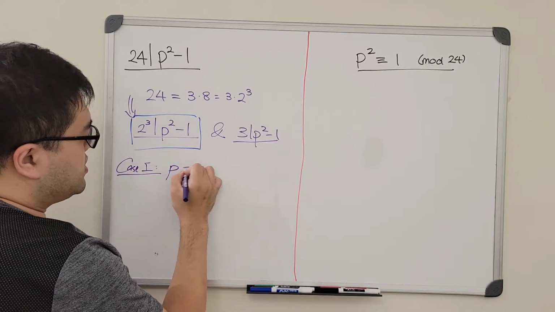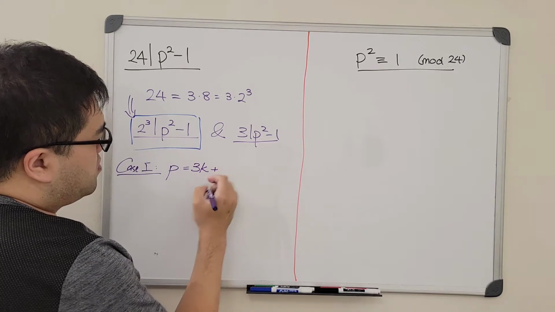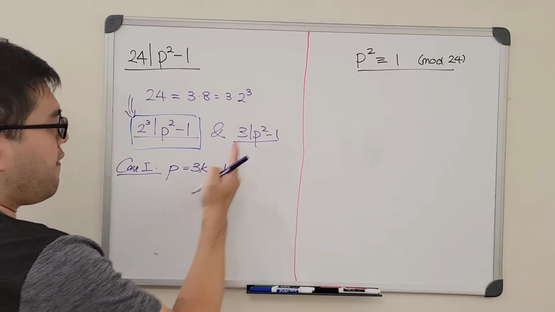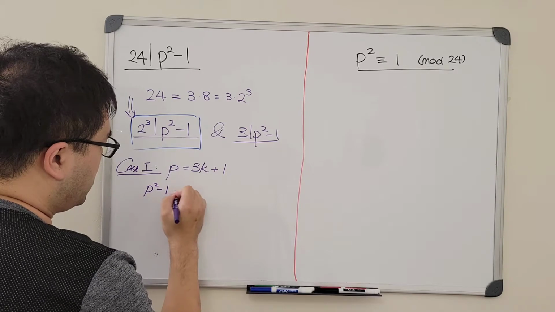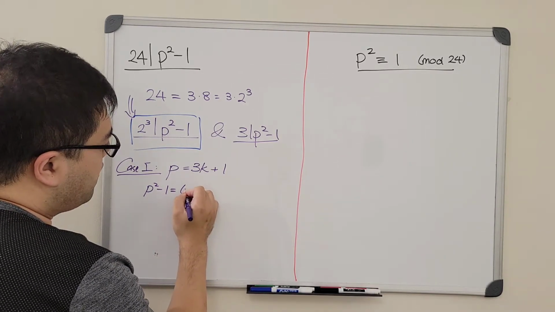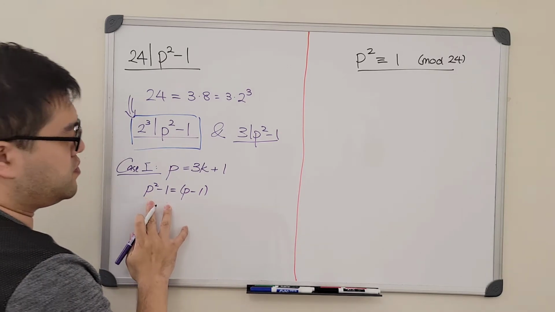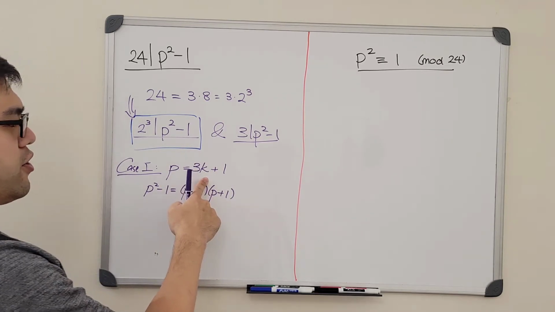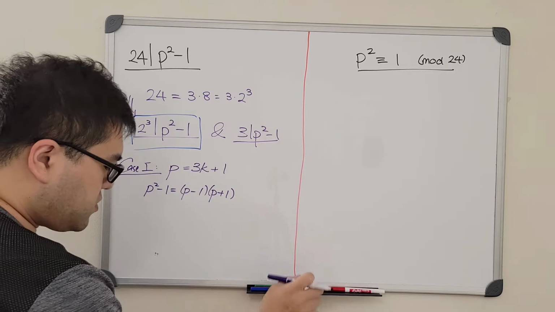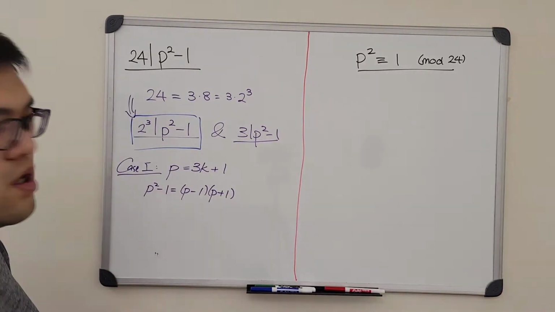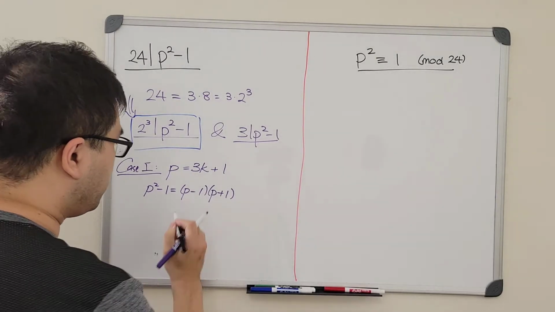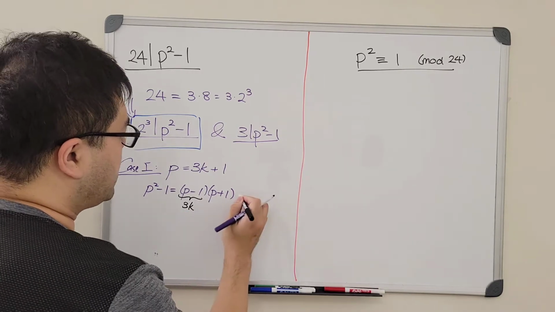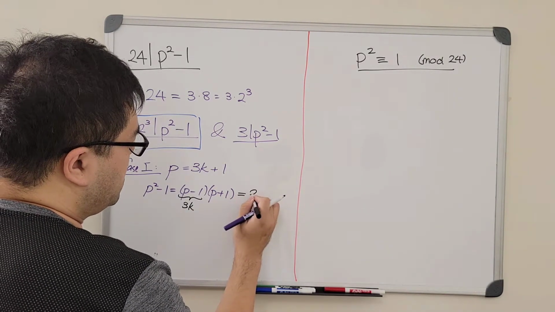Suppose p is some multiple of 3 plus 1, meaning that p has a remainder 1 after dividing by 3. Then we see that p squared minus 1 can actually be factored because we have a difference of squares, giving us p minus 1 times p plus 1. Then substitute in our condition. We see that in this case, the first term, p minus 1, is going to be reduced down to 3k, implying that it is a multiple of 3.